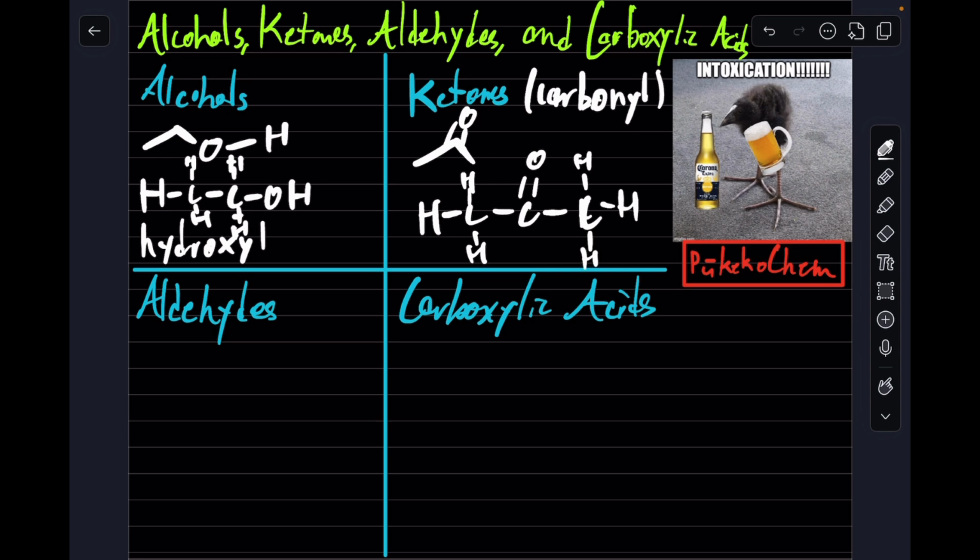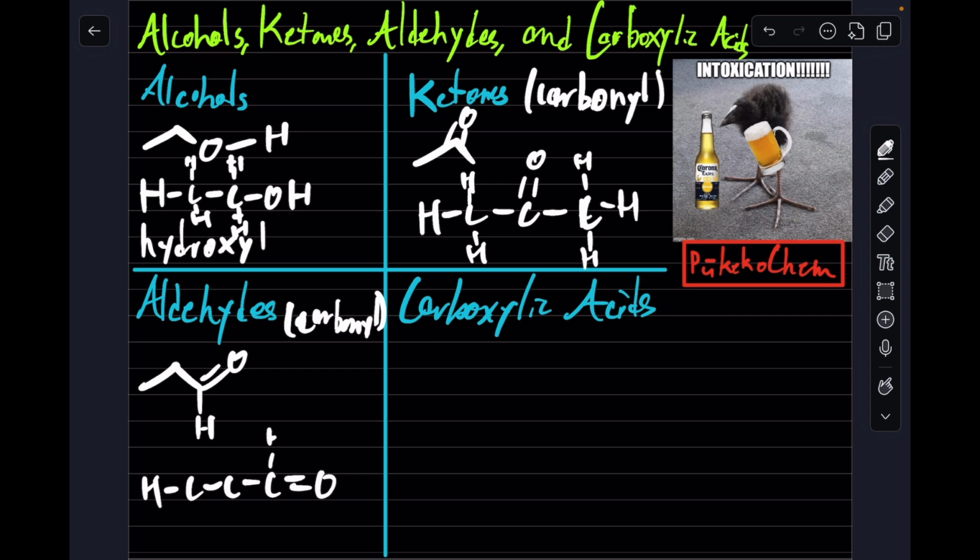And okay, next, an aldehyde also has a carbonyl group, but it's essentially like a special type of ketone because one of the carbonyl carbons has to be bonded to a hydrogen. So basically it's on like the end of a chain. And this example would be called propanal.